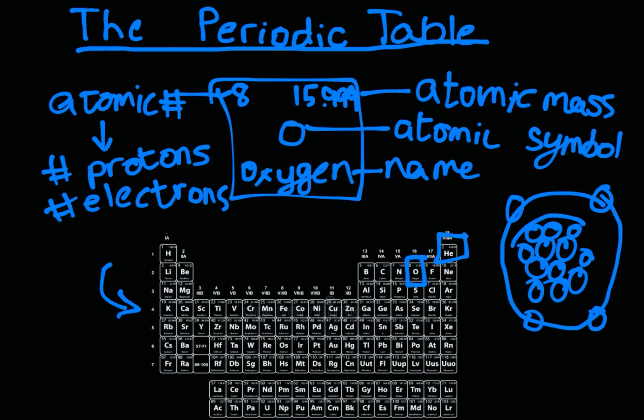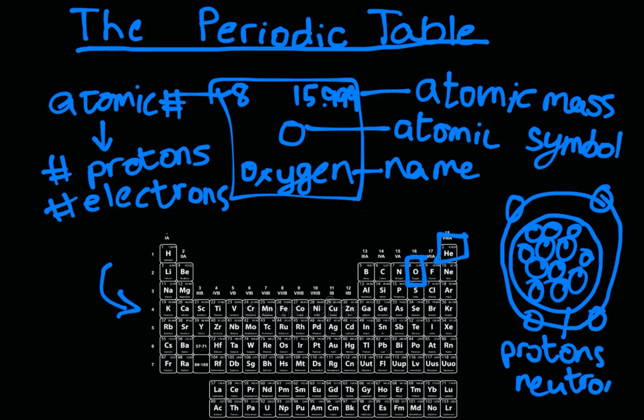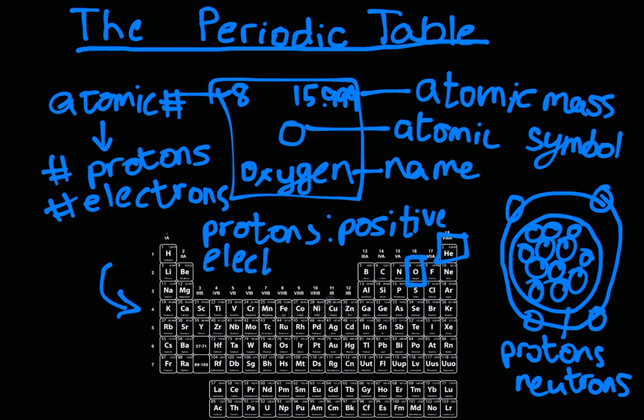So right here is the nucleus of the atom, where you're going to have both protons and neutrons. So in atoms, protons, neutrons, and electrons are pretty much what makes up an atom. So you're going to have your protons, which are objects with a positive charge. You're going to have electrons with negative charge.